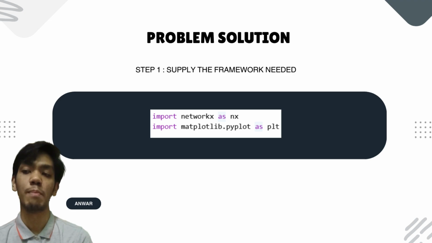The second framework is Matplotlib Pyplot, which was used for visualization. It helped display the graph clearly, showing the relationship between aircraft flight numbers and their scheduled departure times after processing by NetworkX.